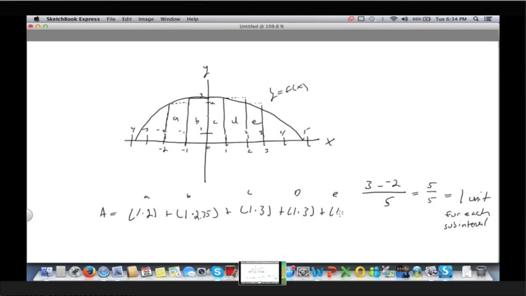And then at 2, oh wait, no, at 3, we're back at 2. So 2, well, let's add that. Let's see. 2 plus.